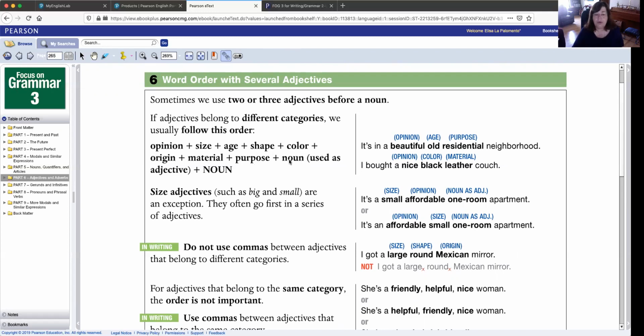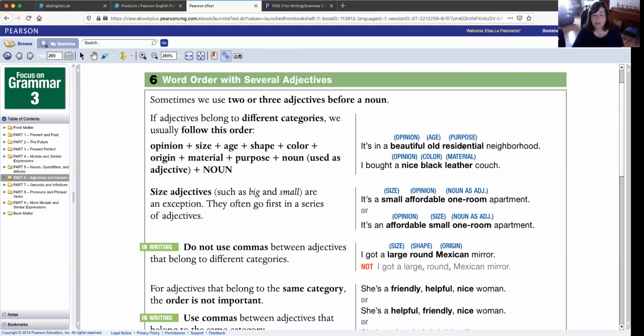So depending on the words you use, for example, it's in a beautiful old residential neighborhood. Beautiful is opinion, so that's first. Because to some people, it might be beautiful, but to other people, maybe not. So remember that adjectives of opinion mean that people might have different thoughts about it, different opinions, what they think about it. And then it's followed by old, which is age.